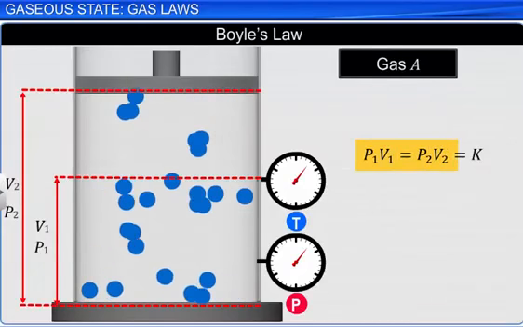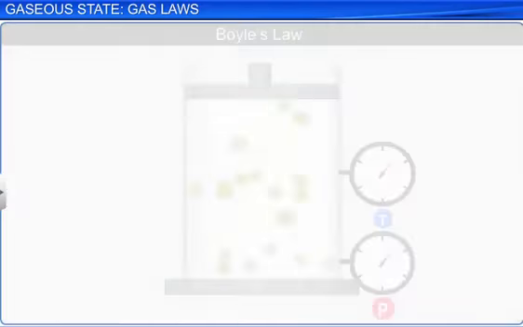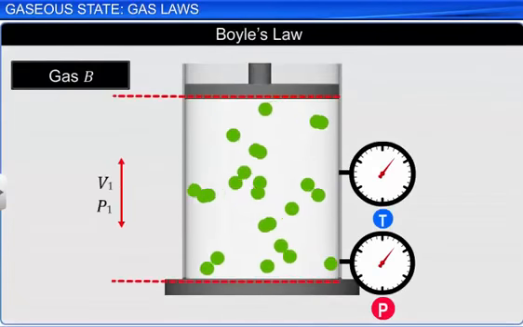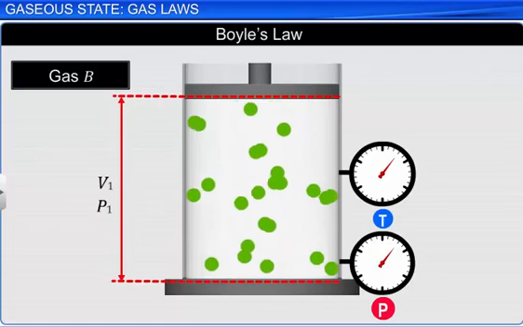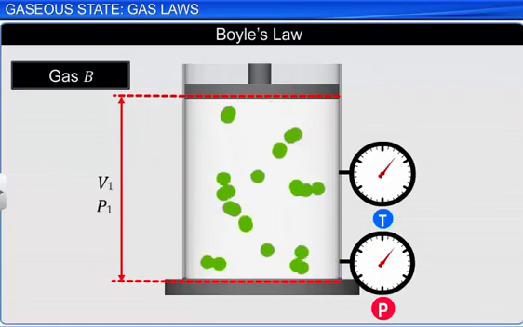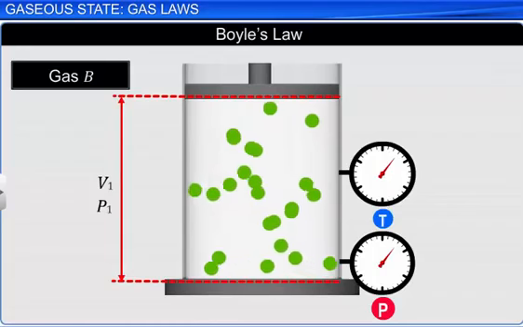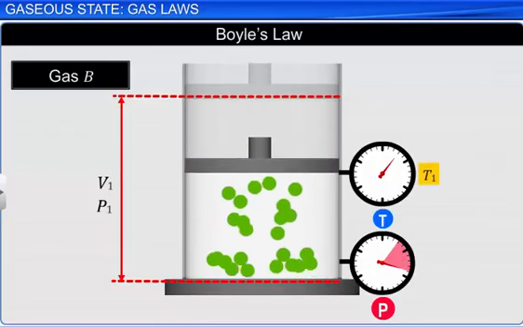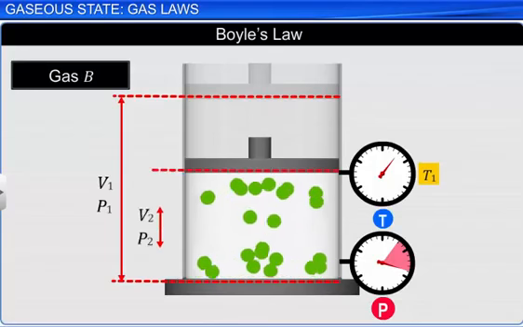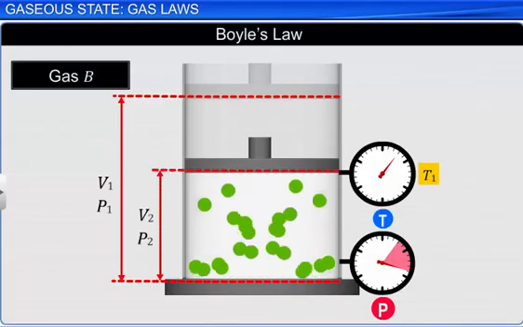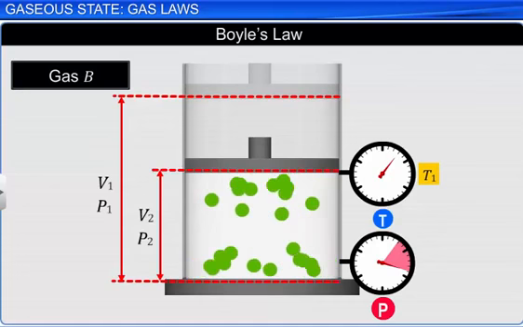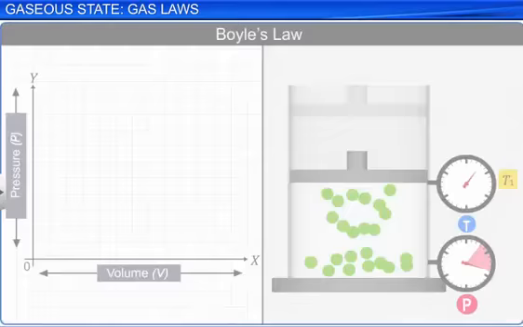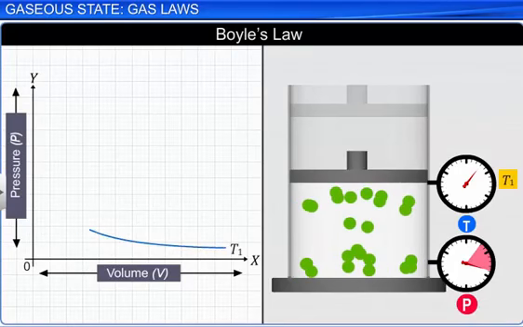Now consider N moles of gas B at pressure P1 and volume V1. Let us now slowly increase the pressure, keeping the temperature constant at T1. We observe that the volume of the gas decreases as the pressure increases. If we plot this variation of pressure versus volume on an XY graph, we get the given curve.